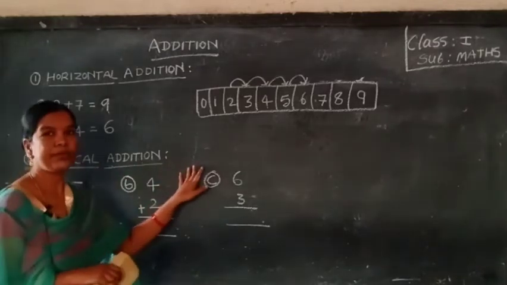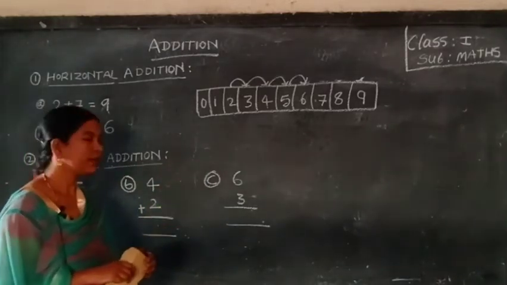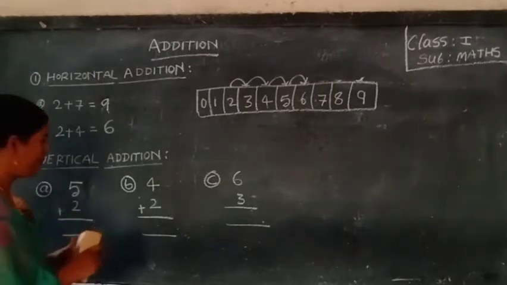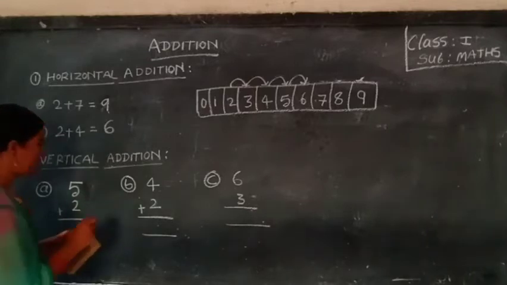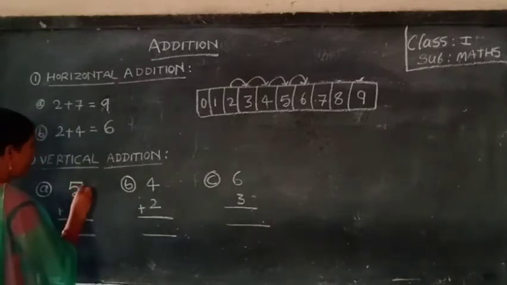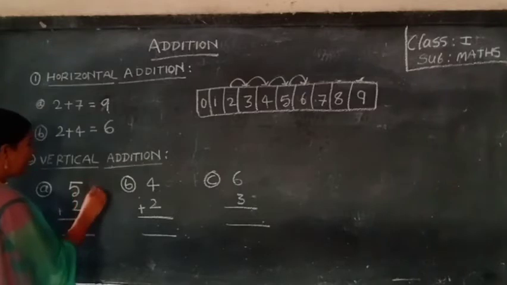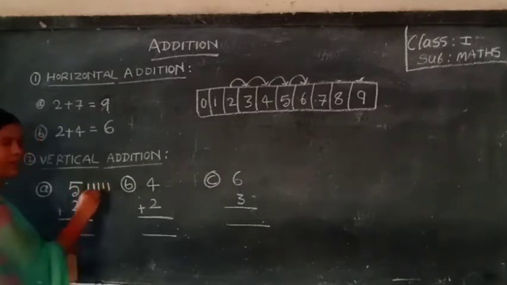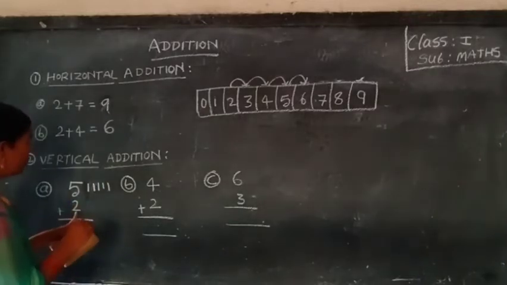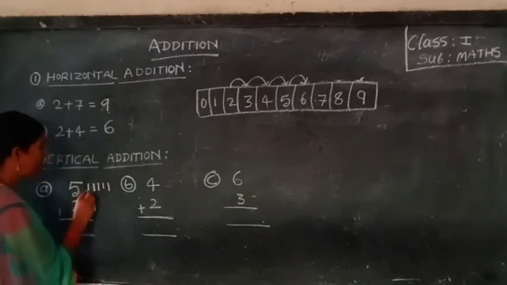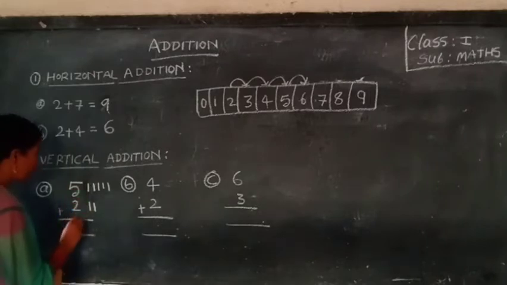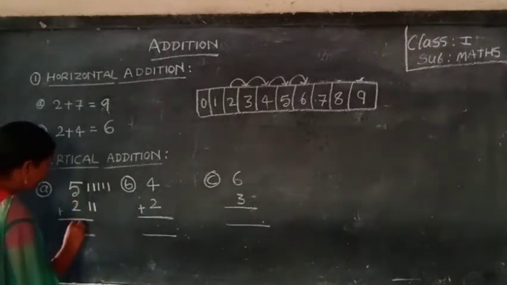Okay children, next vertical addition. Vertical addition by using lines. See first one, 5 plus 2. Here 5 is there, so we draw 5 lines. 1, 2, 3, 4, 5. Next plus 2. Draw 2 lines. Count total lines. 1, 2, 3, 4, 5, 6, 7. 5 plus 2 equals 7.